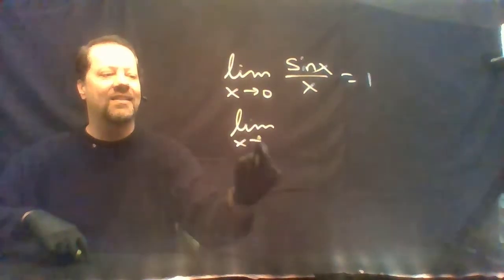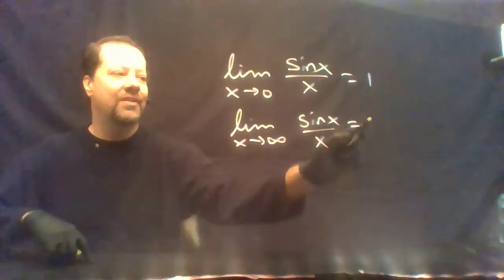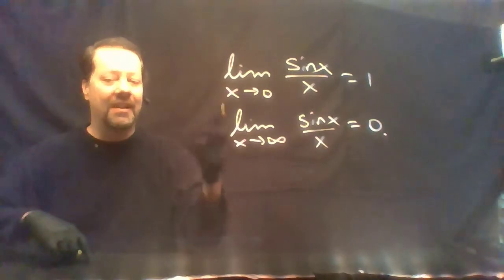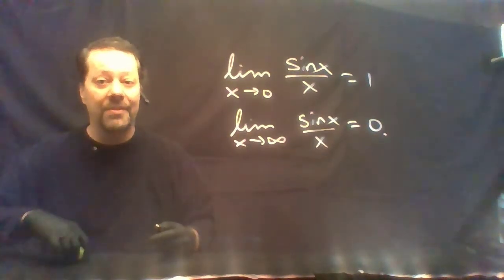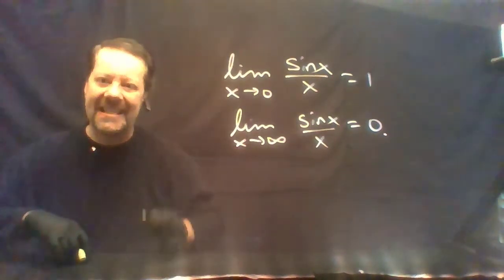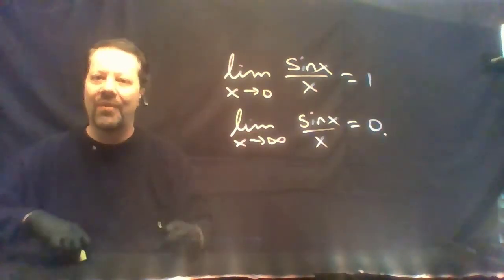But in the limit as x goes to infinity, sine x over x, you get 0. That too is important, and you're likely to see both of those on the next exam. The reason is, I want you to pay meticulous attention to the details. You need to pay attention. Are you going to 0 or infinity?